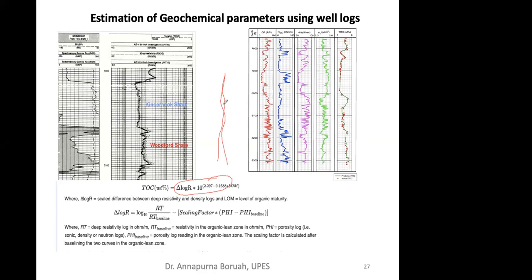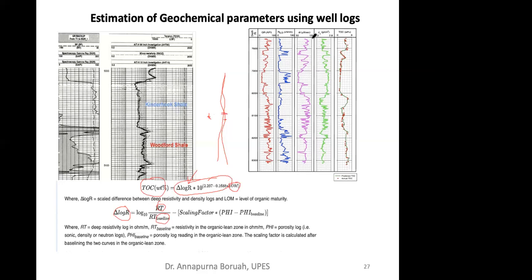And after overlaying, you have to find the baseline. So here you can put the baseline value and the RT value at the particular depth where you want to calculate the TOC. That value of RT you have to put here. Then you will get the delta log R value. Based on this delta log R value, you put it in the Passey equation. And this is LOM, level of maturity. This value we have to put here. Then based on this, you can calculate the TOC.